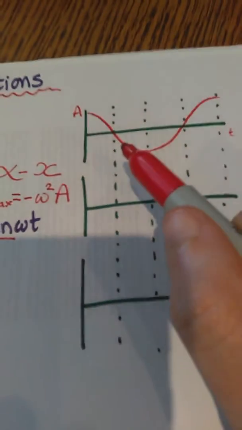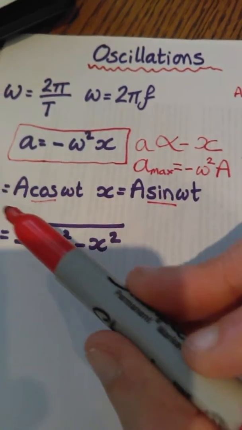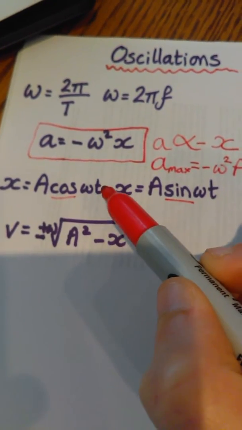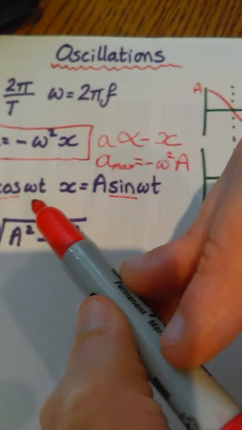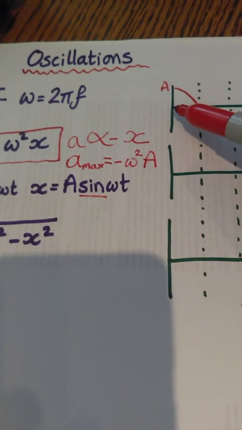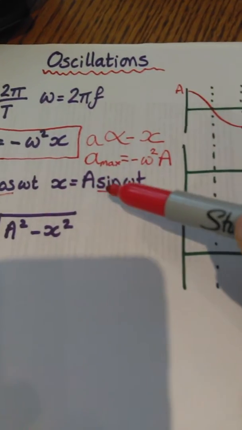Now that, I believe, is a cosine graph. So we would use that equation to solve for the displacement. If we'd started timing when the object passed the middle point, then we'd get a sine graph, and we'd use that sine equation.